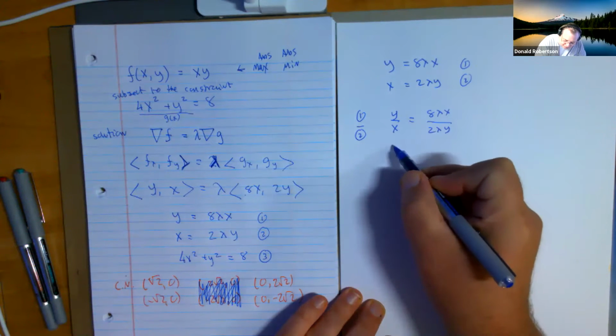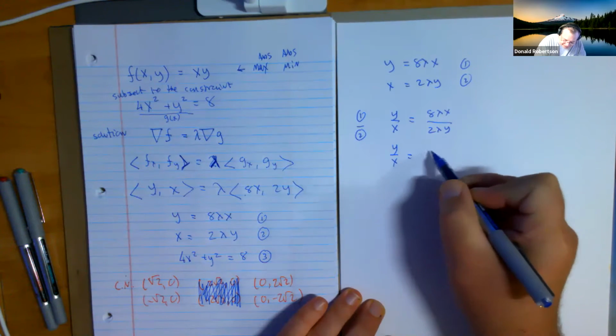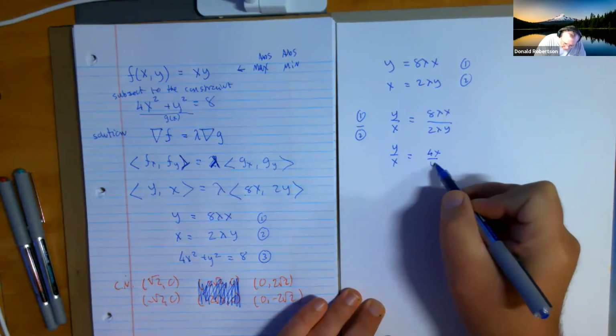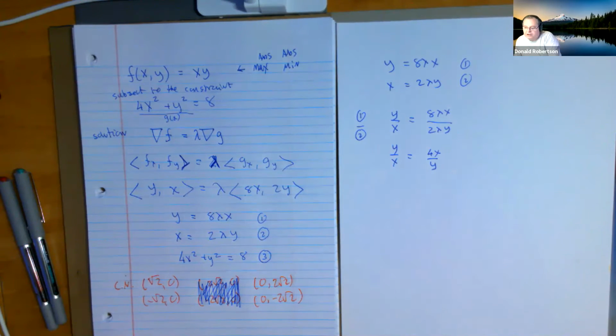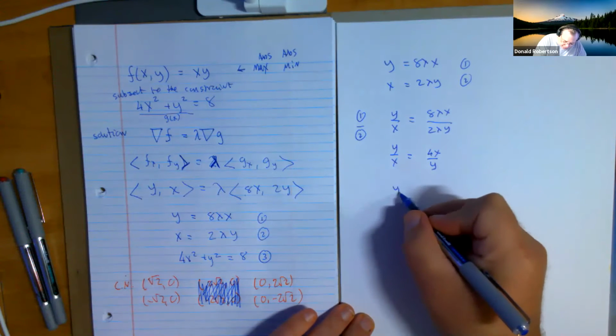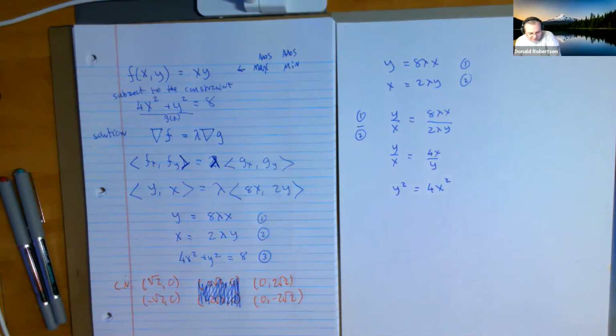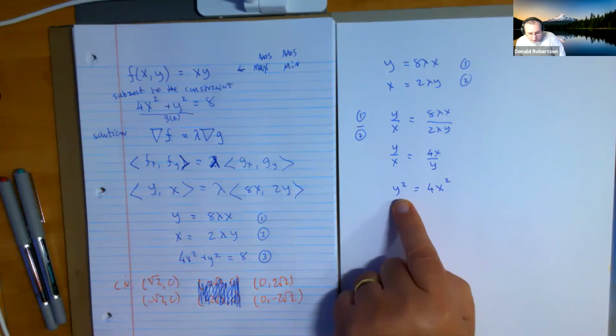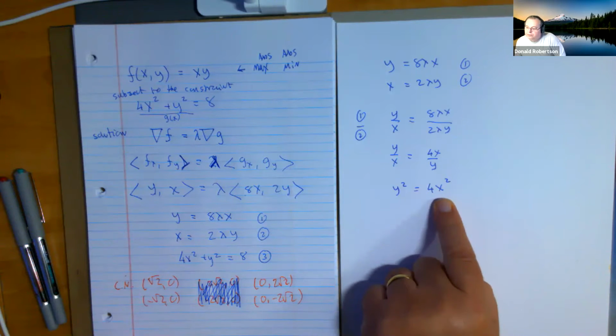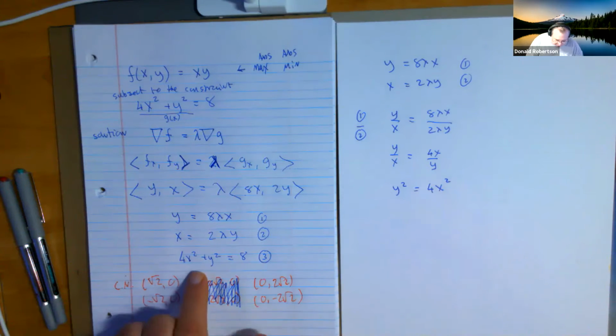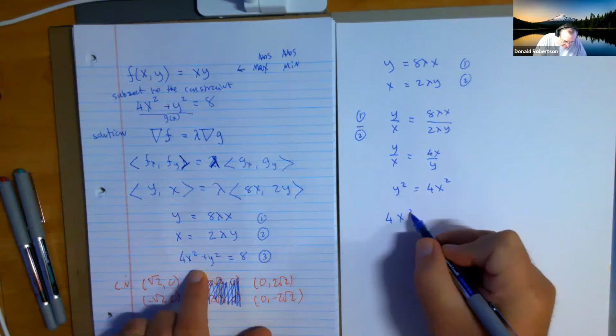Now, if you cancel and simplify, again, be on the lookout for me screwing up. Would you agree you get that? And if you do a little cross multiply, you now have a relationship with the x's and y's. In this particular situation, won't y squared be 4x squared, right? Now, how do I use that? I use it in my constraint.